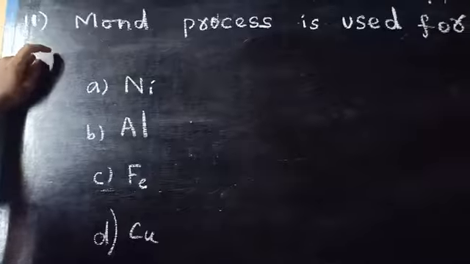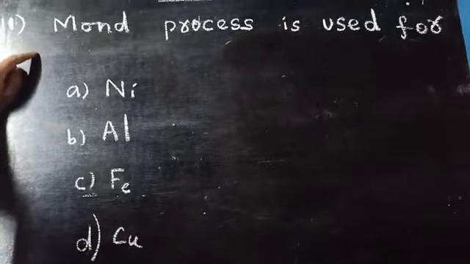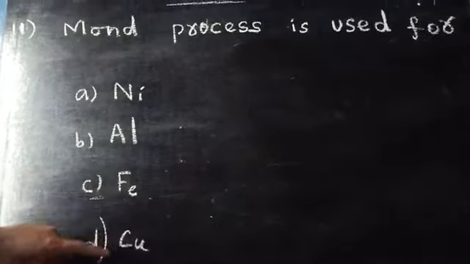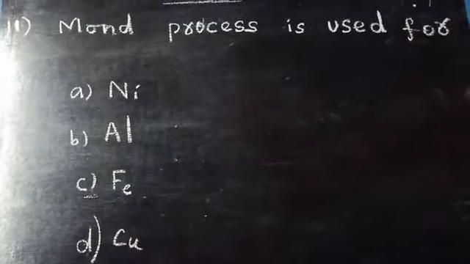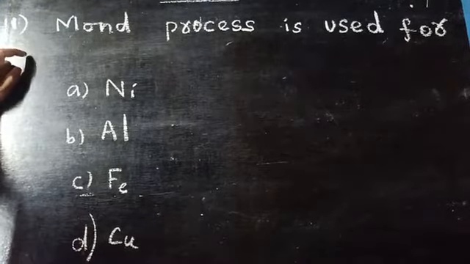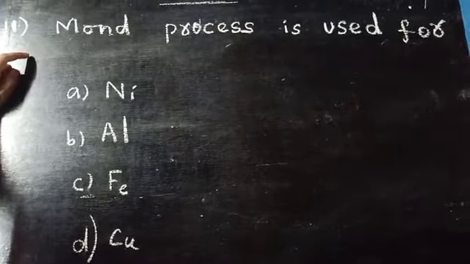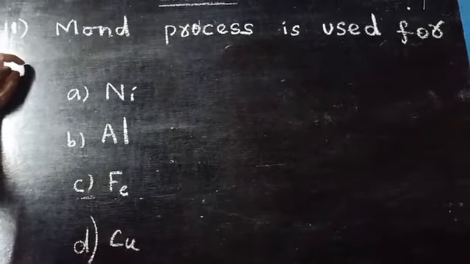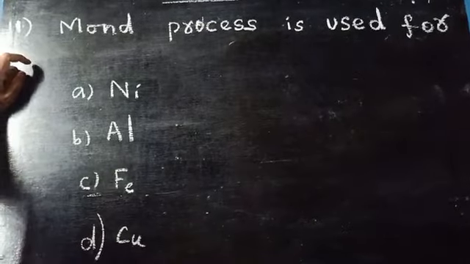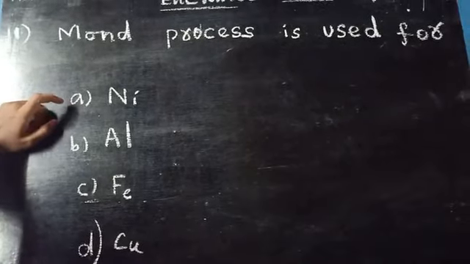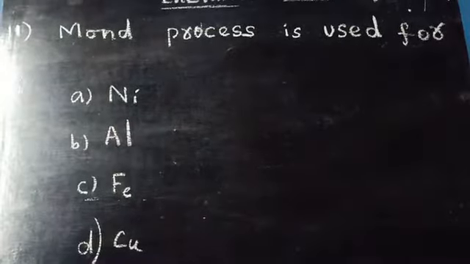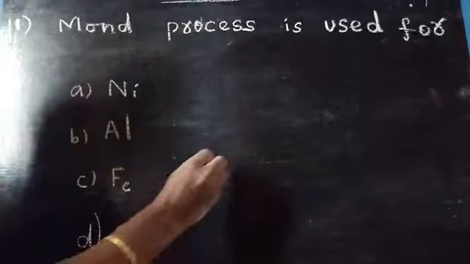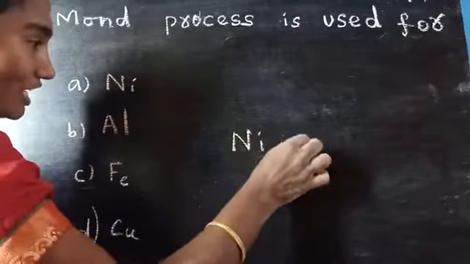Okay children. Next question: Mond process is used for. Here nickel, aluminium, iron, copper are given. This topic is in the first lesson, children: Mond process, zone refining process. So you can answer it very easily. You know the answer. In nickel extraction we use the Mond process. Mond process means nickel reacts with carbon monoxide.